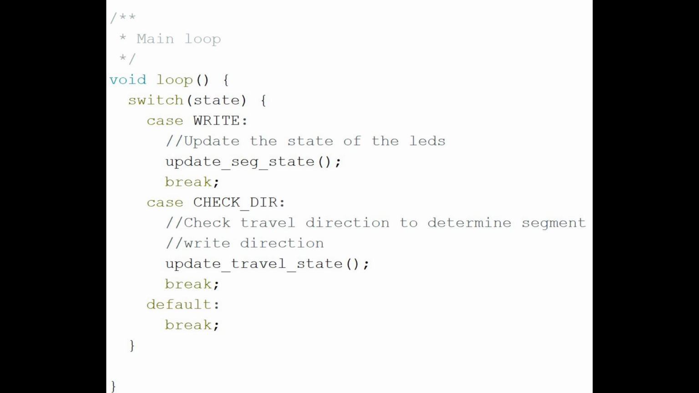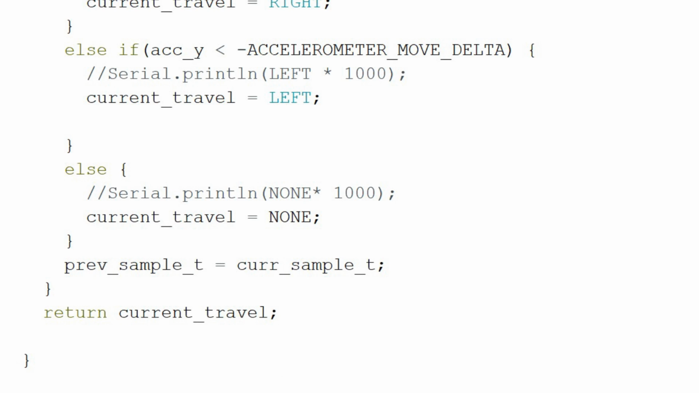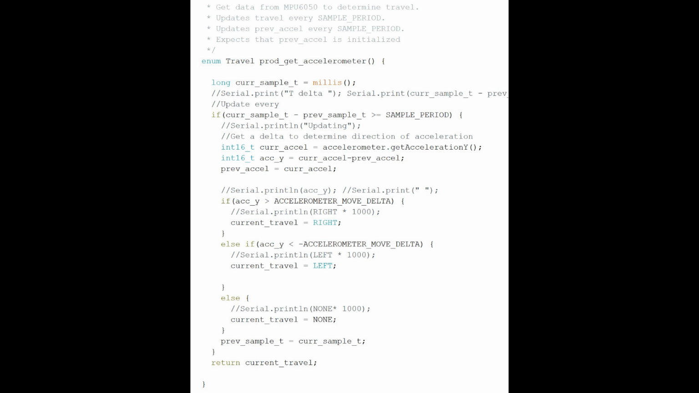The general algorithm is a state machine that switches between writing segments and determining the direction to write the next letter. The segment writing state required no delays when reading the direction of travel, so that segments could be written out as fast as possible, requiring the checking of the time at each iteration.